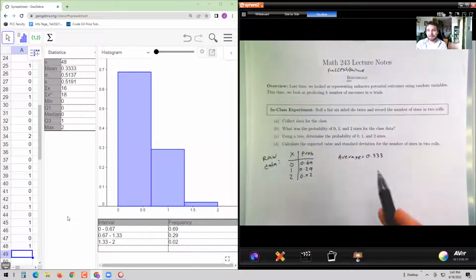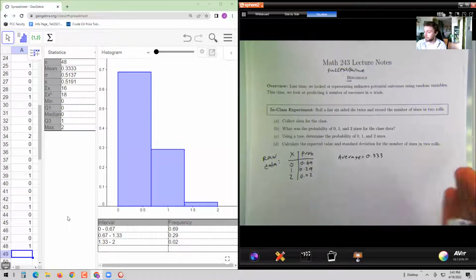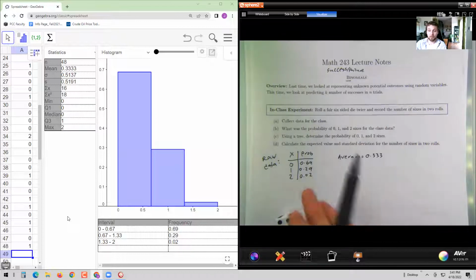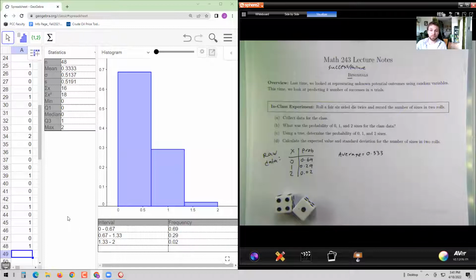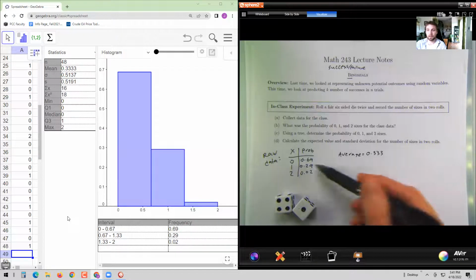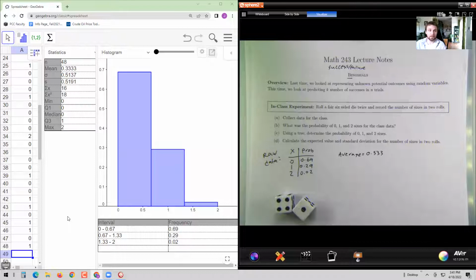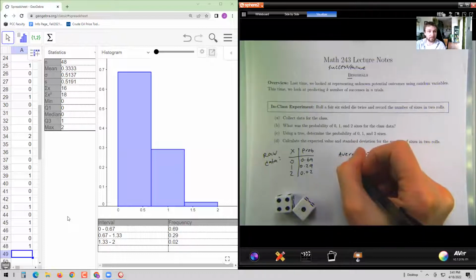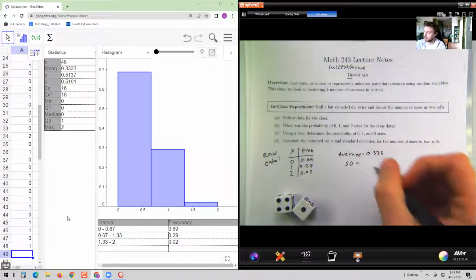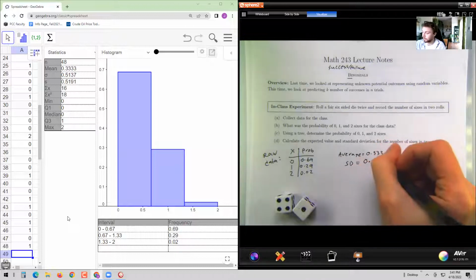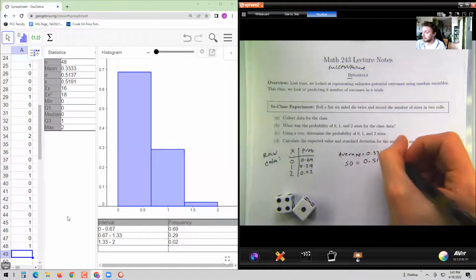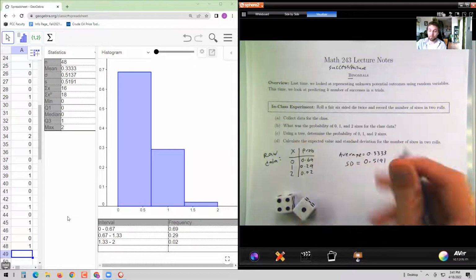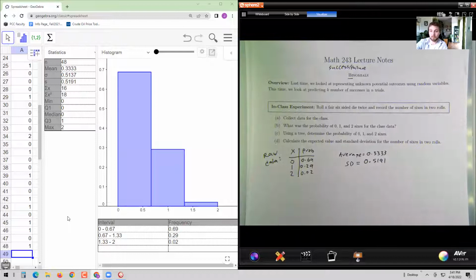So this means I expect to get about 0.33 6s in 2 rolls. So I don't even expect in a given roll to get a 6. I didn't get any there, although I do expect to get them sometimes. In fact, I'm going to get one about 29% of the time. There's still a fair amount of spread to this. So for the standard deviation for this sample, I got about 0.5191. Now, I don't know how close our sample data is going to match up to the reality of the situation.